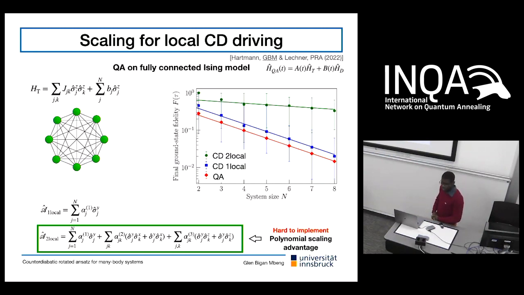So how many variational parameters do you have? That's a good question. This is the local CD approach, not the one I showed before, not the rotated ansatz, and not the one I was discussing after. In this one, when you do it like this, you have a lot. So here I'm using n squared parameters for this approach and n parameters for the one local.